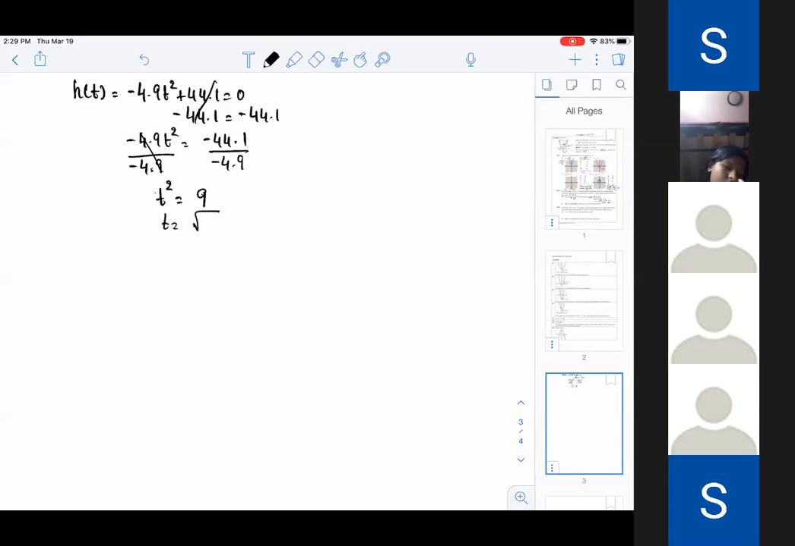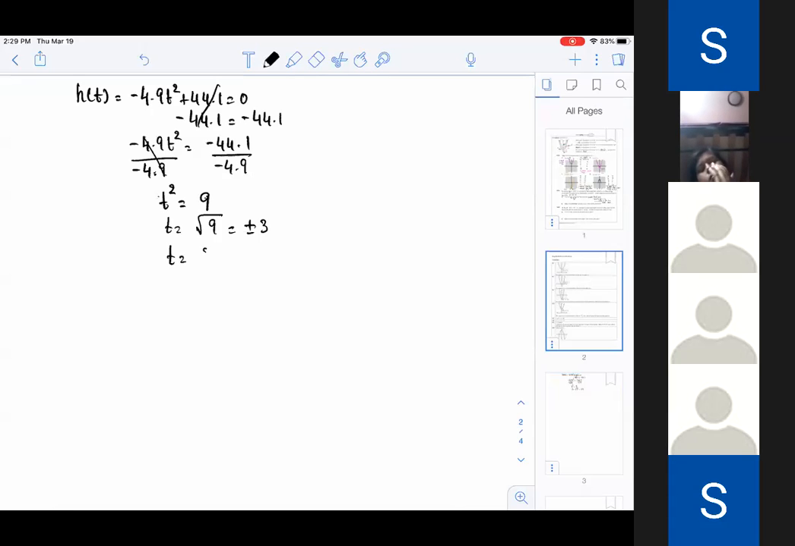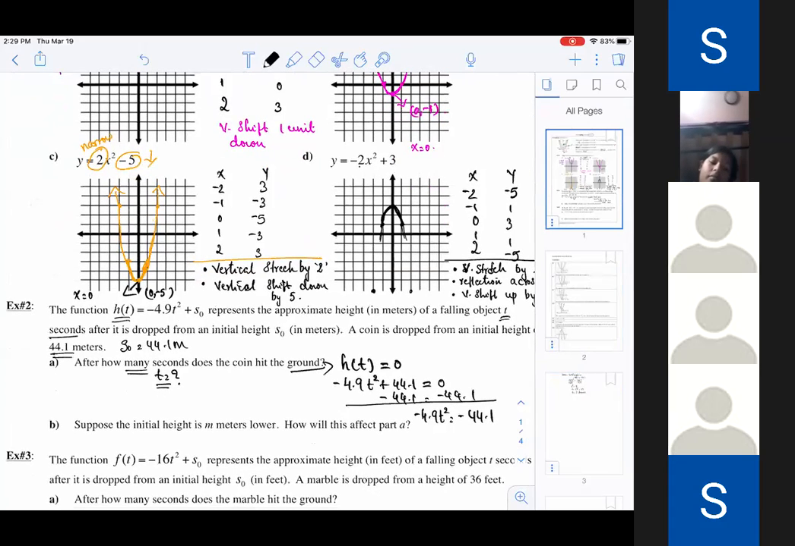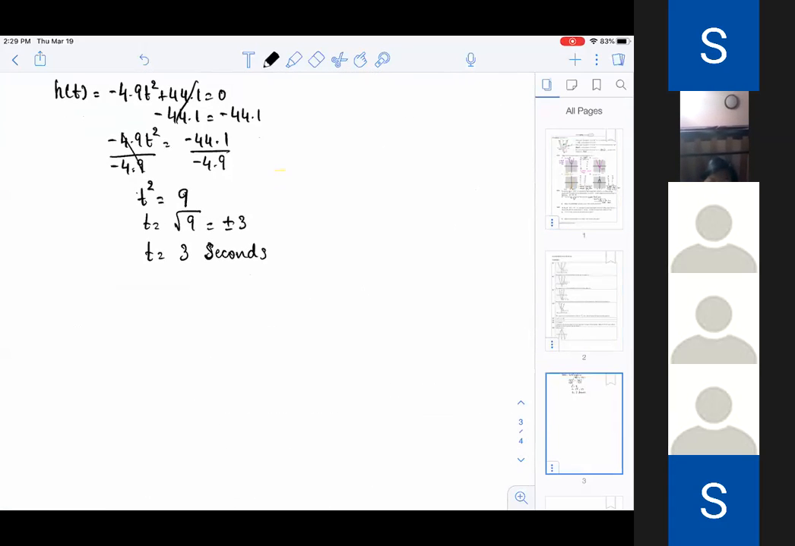So t is equal to square root of 9, which is plus or minus 3. You guys know that it's plus or minus 3. But in this particular problem, because it's a real life problem and t is a time, can you include -3 as an answer? No. So you would say just +3 seconds. Okay, seconds. So the answer to this question is the coin will hit the ground after 3 seconds.